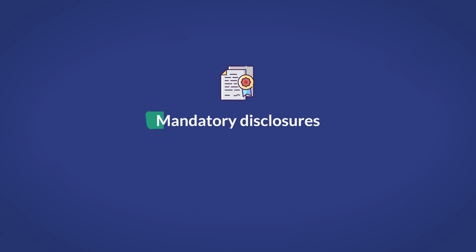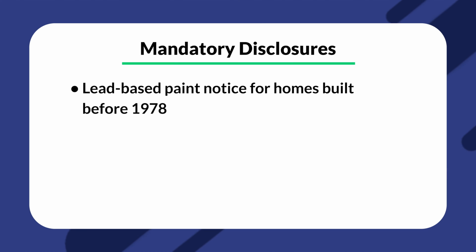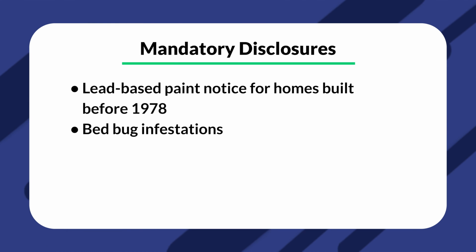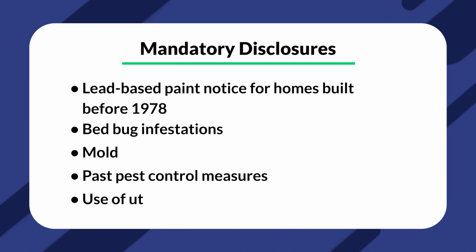Let's dive a little bit more into the mandatory disclosures we talked about earlier. According to the California law, a landlord must provide 5 mandatory disclosures: a lead-based paint notice for homes built before 1978, bedbug infestations, mold, pest control measures, or use of utilities.